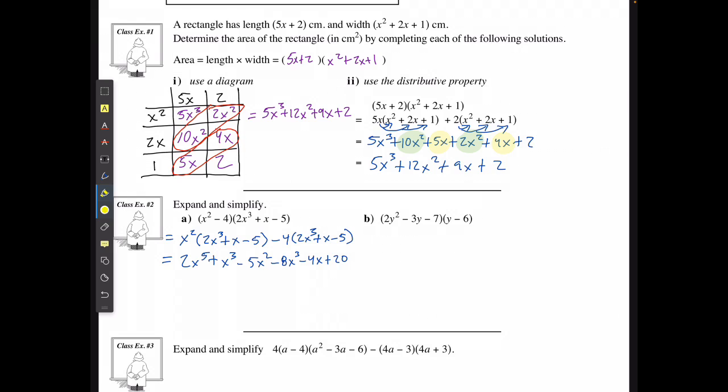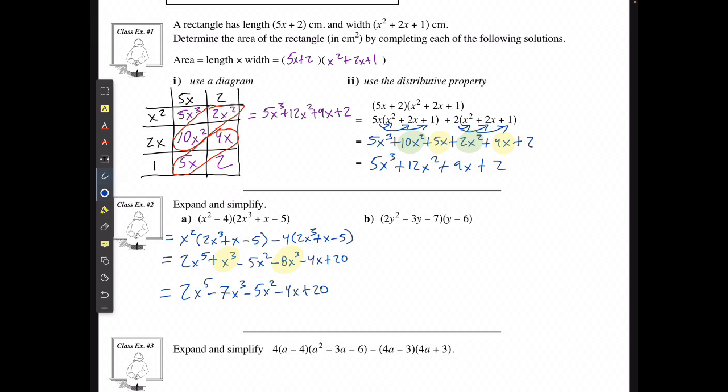And you can see that the only like terms here are the x cubed and the x cubed. The other ones don't match because they don't have the same variable with the same exponents. So I have 2x to the 5, negative 7x cubed, negative 5x squared, negative 4x, and positive 20.